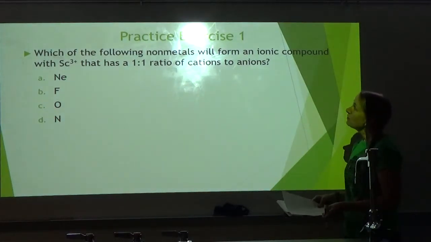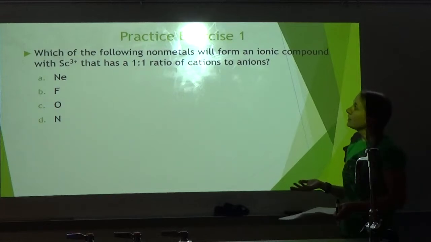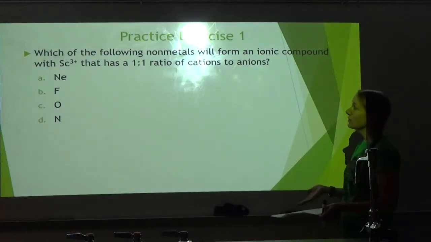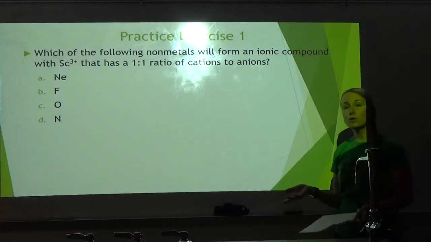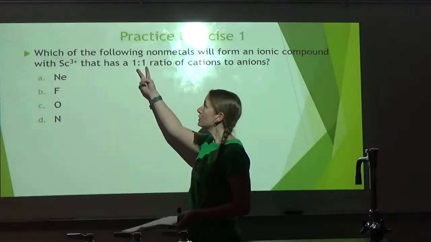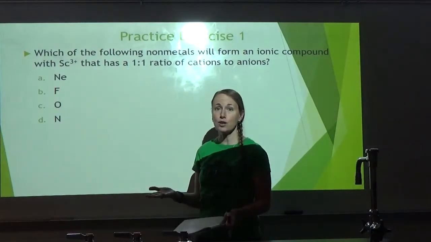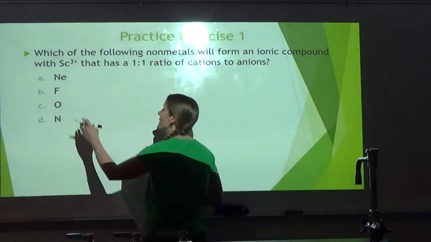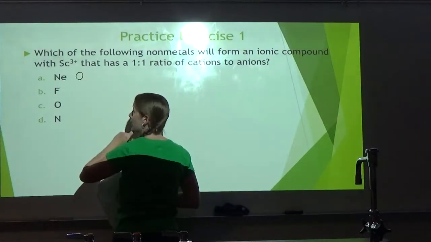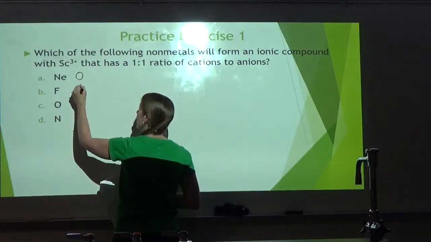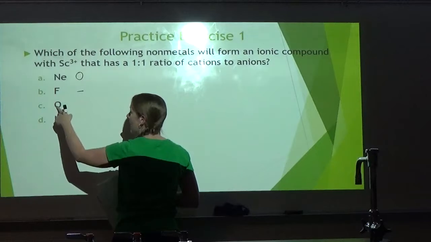Alright, so it says which of the following nonmetals will form an ionic compound with scandium with a positive 3 charge that has a 1-to-1 ratio of cations to anions? Well, in order to be 1-to-1, that means no subscripts. If I have a positive 3, I have to bond it with a negative 3 charge element. So neon has no charge, so it can't be that. Fluorine has a negative 1 charge, so it can't be that.